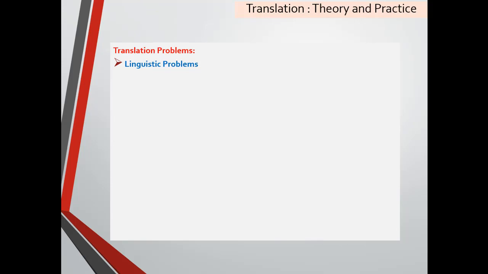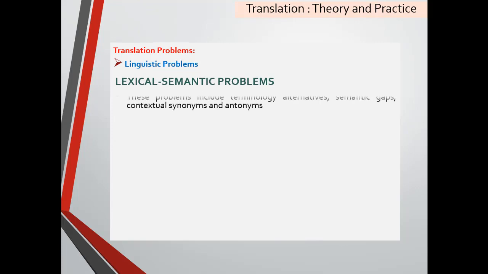The last thing we talk about for today is another very important problem, and it is again within the linguistic problems, and we call it lexical semantic problems. These problems usually include terminology alternatives, semantic gap, where there is a word in the source language, but that word does not have an equivalent in the target language, and contextual synonyms and antonyms.